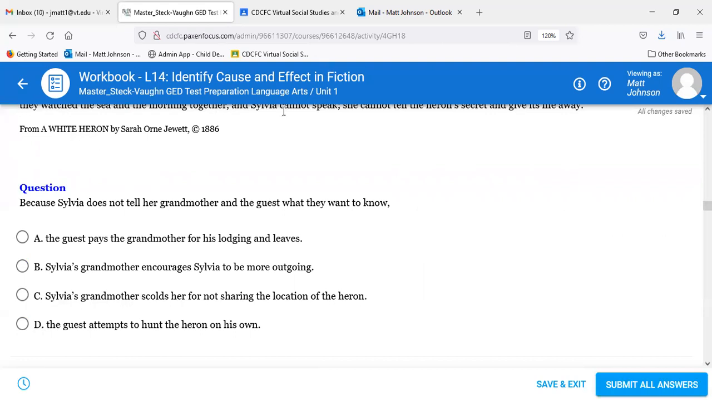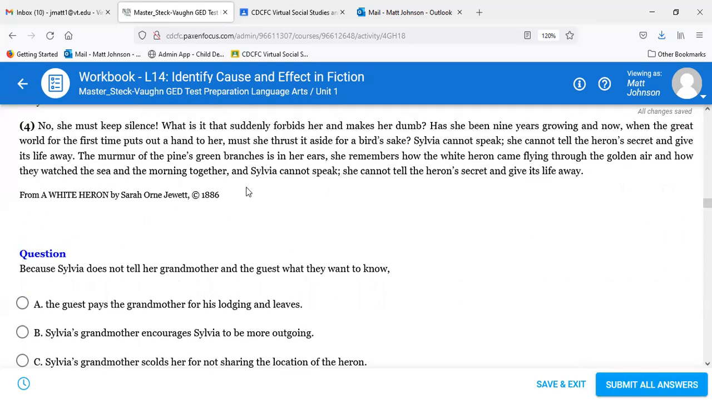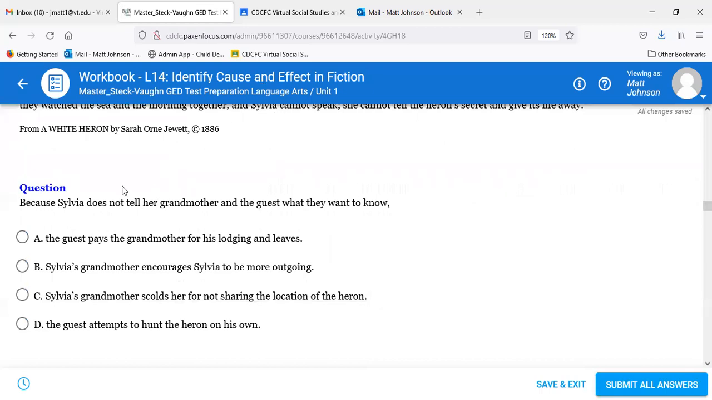Latoya, what takes number 4? Because Sylvia does not tell her grandmother and the guests what they want to know. Yeah, so like that's the introductory side of it. That's a little awkward. We haven't really dealt with that too much, but yes, that's your cause statement, and now you're looking for the effect statement.